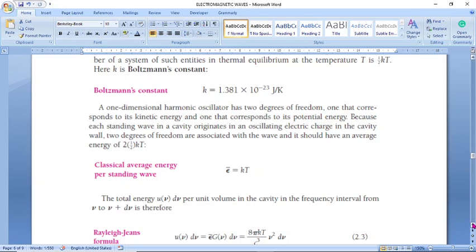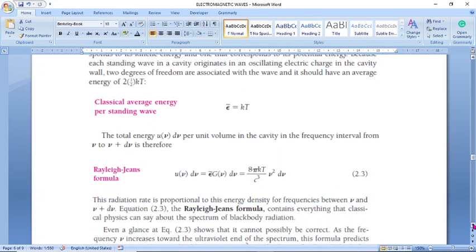Therefore, the total energy u of nu d nu per unit volume in the cavity in the frequency interval from nu to nu plus d nu is equal to average energy into density. Therefore, we will get 8 pi kT by c cube nu square d nu. This equation is known as the Rayleigh-Jeans formula. Remember this, problems will come and they will ask. Therefore, this radiation rate is proportional to the energy density for frequencies between nu and nu plus d nu.